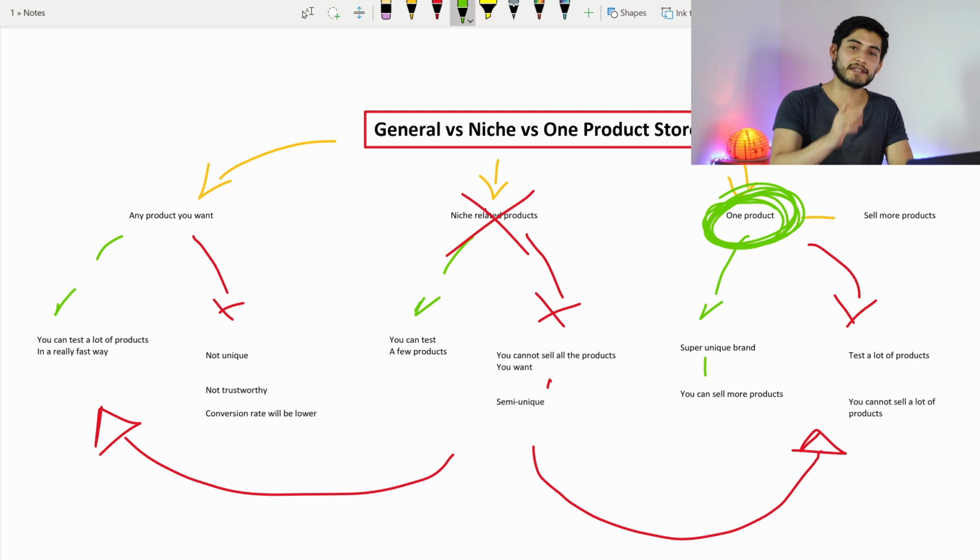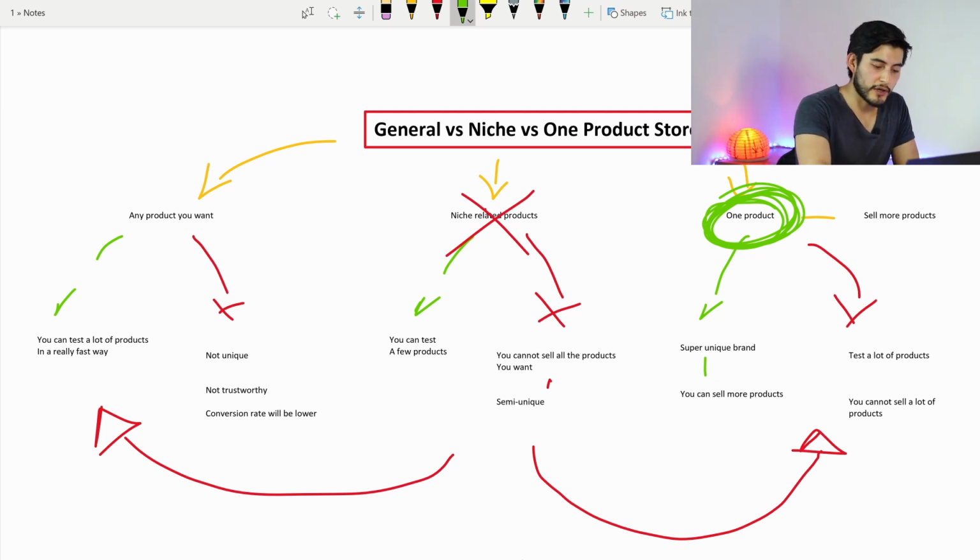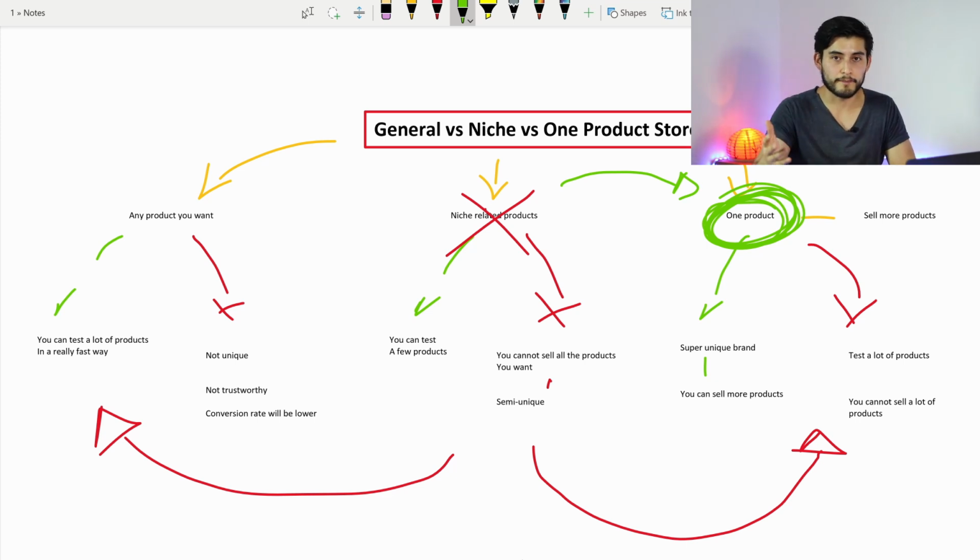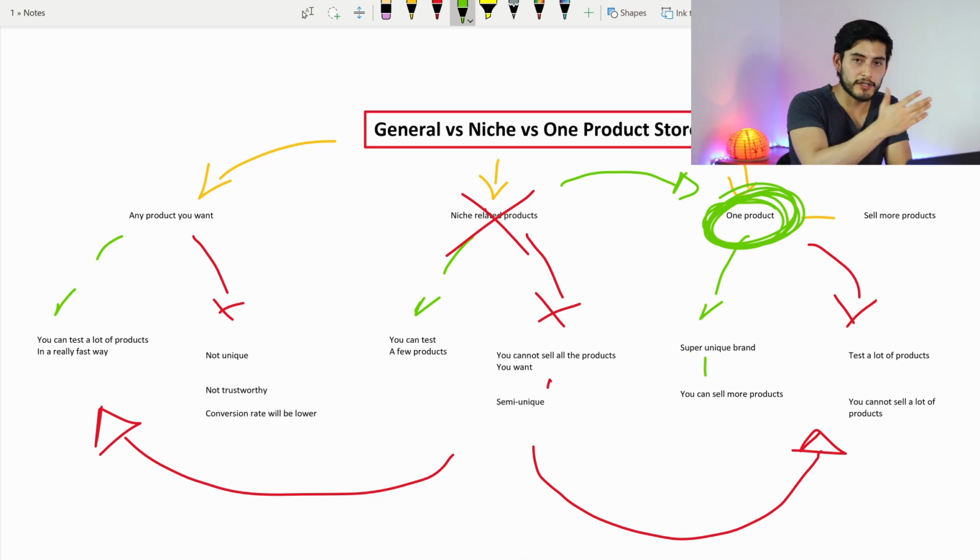But something interesting is that you have to take some elements from a niche store. For example, you can use a domain name, for example, for a niche store for your one product store. So maybe your name will be kind of like a niche store name, but you can use that name for your one product store because this will allow you to sell more products. Or for example, you can use basically the same type of marketing strategies that you can use for a niche store, but in this case for your one product store.